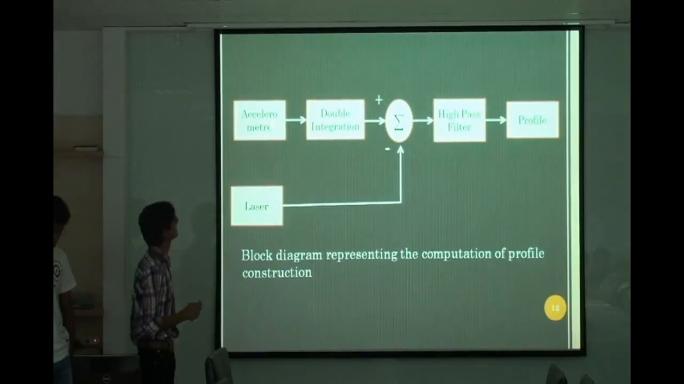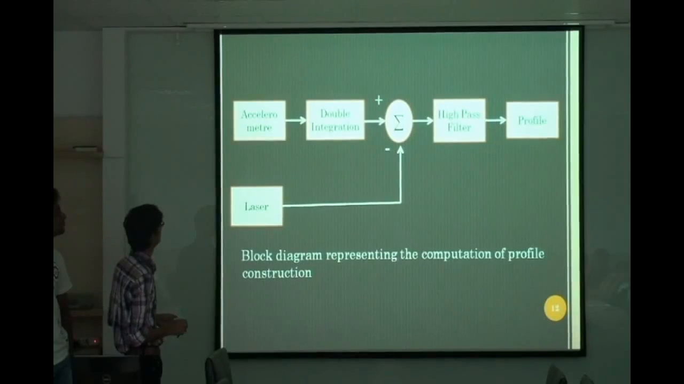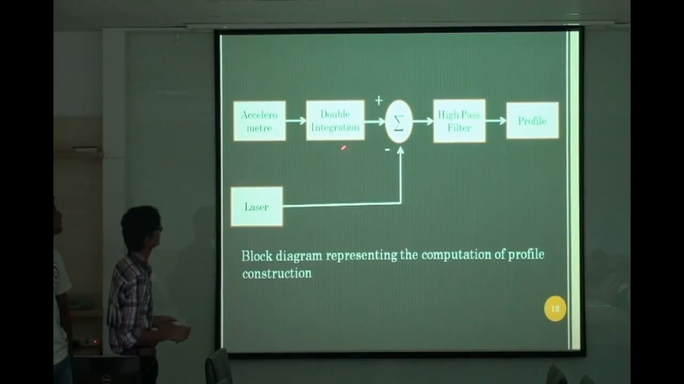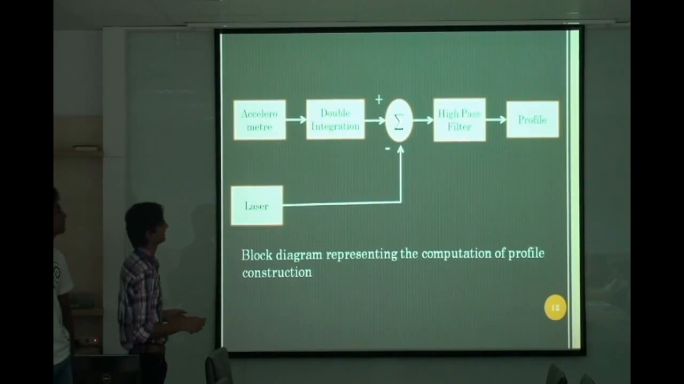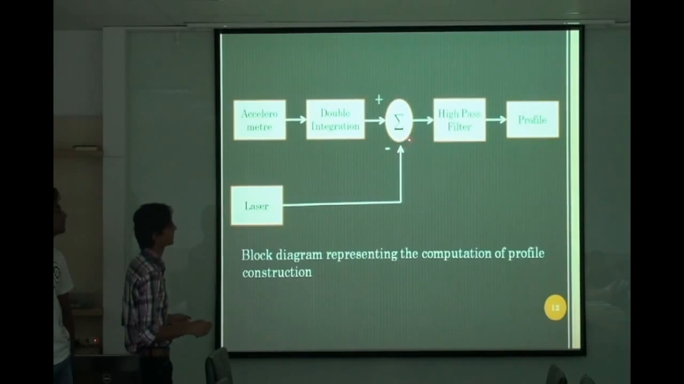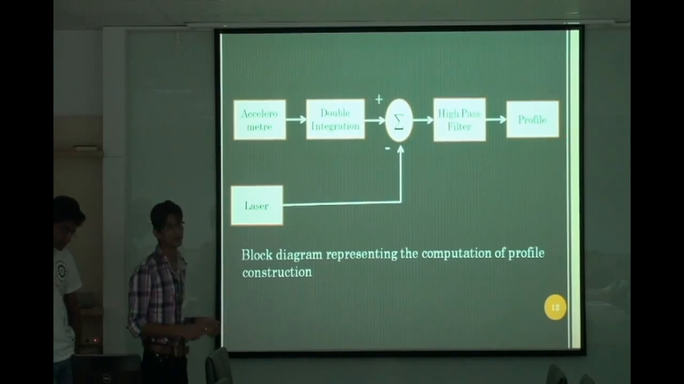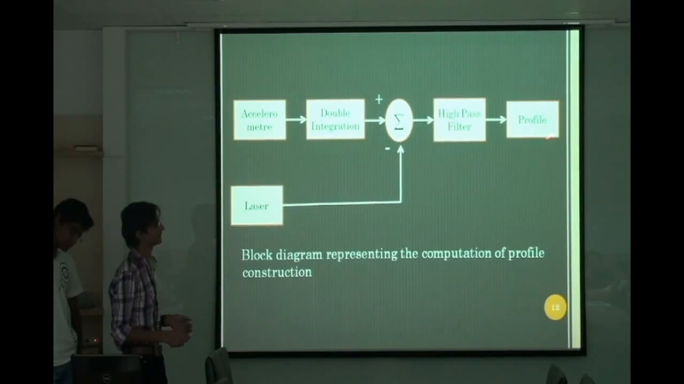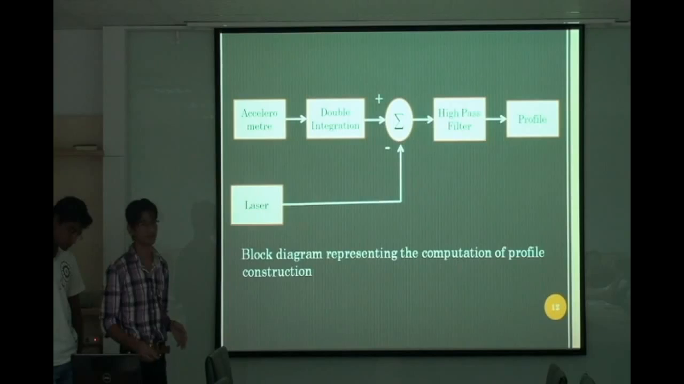So basically, this is the flow diagram or block diagram representing the computational construction of the profile. The accelerometer reading we double integrate, and in parallel we take the laser reading and pass it to the data acquisition system, and then we apply a summation block and pass it to a high pass filter to get a profile. This is the meaningful data which we obtain in the first part of our project which we have done.